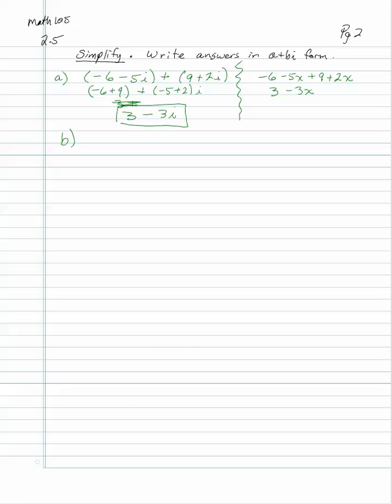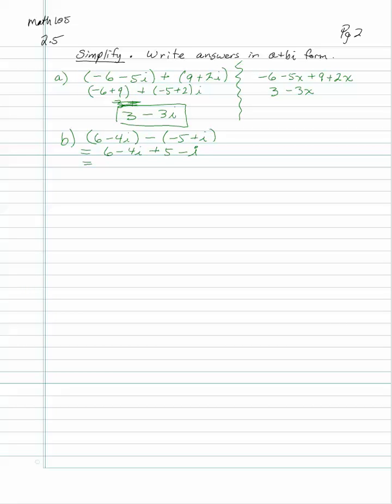Alright, let's try subtracting. So if I had 6 minus 4i, that's a complex number, minus another complex number, -5 plus i. For subtracting, again, if you didn't know that i was this special thing and you just thought it was a variable, what would you do? That's exactly what you would do with complex numbers. You're going to distribute the minus sign, so it becomes +5 minus i, and you're going to combine like terms.